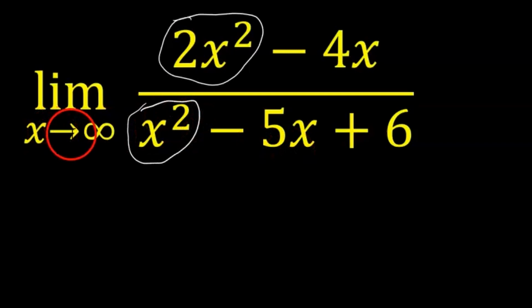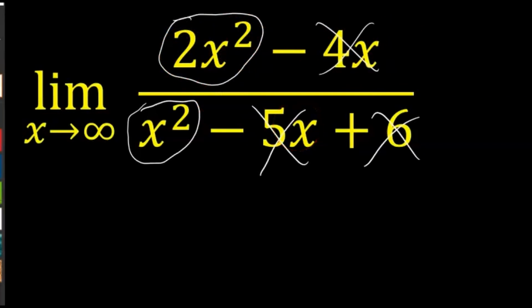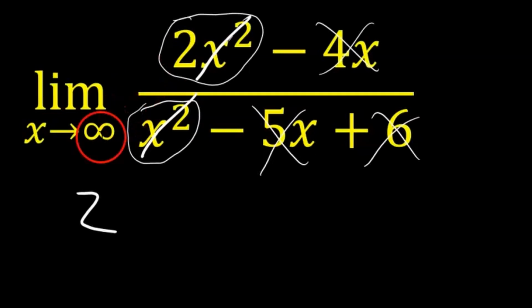And so at infinity, the term with the highest degree beats any other term. This is going to be so much larger than this term. Same as these terms here, they're essentially 0 as well. So what we're really looking at is the limit as x goes to infinity of 2x squared over x squared. You just cancel out the x squareds, and all we're left with is 2. So the answer is 2.